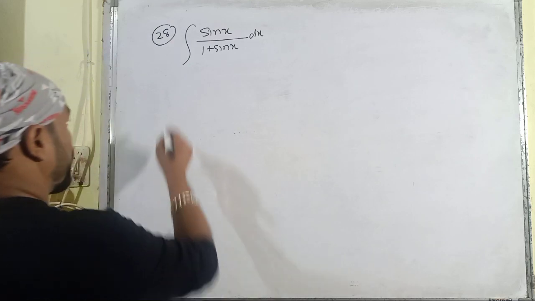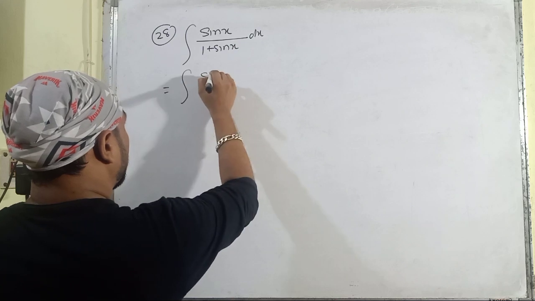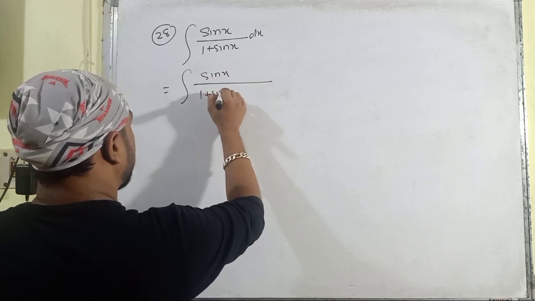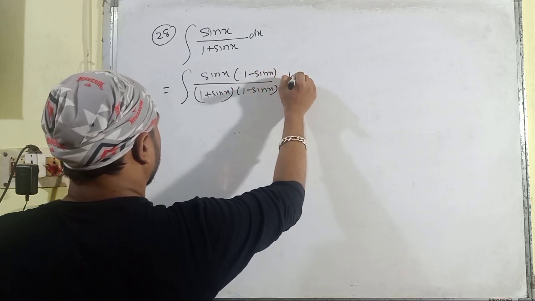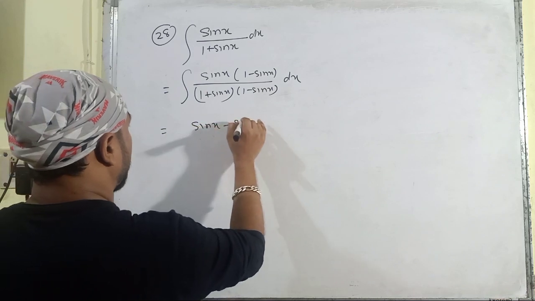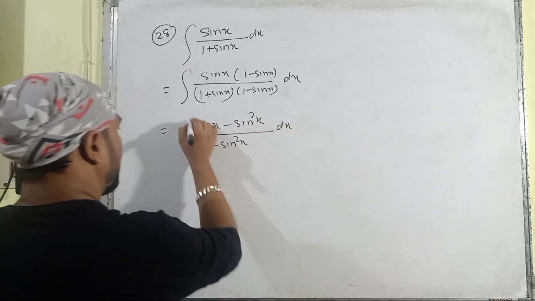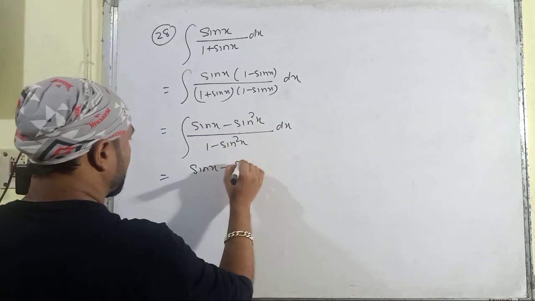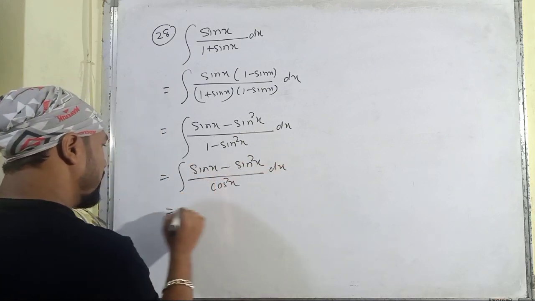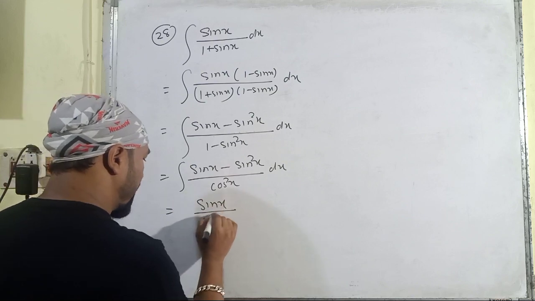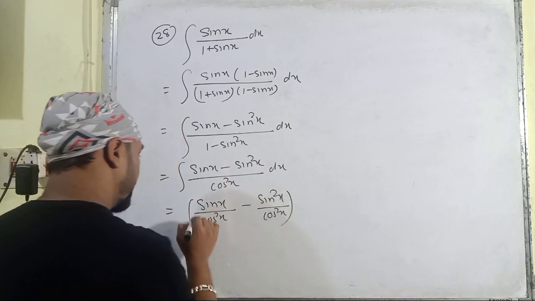Coming to the problem number 28, we have to integrate sin x divided by 1 plus sin x. Then just multiply 1 minus sin x to both numerator and denominator. So it will be sin x minus sin square x whole divided by 1 minus sin square x, which is sin x minus sin square x whole divided by cos square x. Then it will be sin x divided by cos square x minus sin square x divided by cos square x.